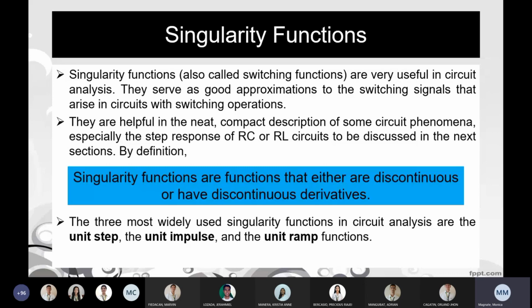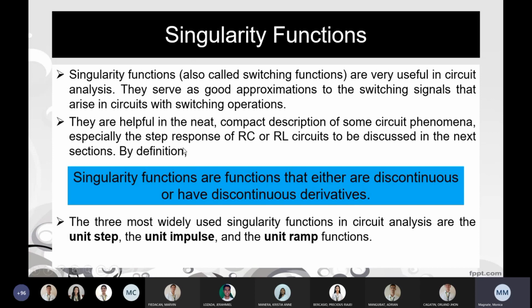Singularity functions, also called switching functions, are very useful in circuit analysis. They serve as good approximations to the switching signals that arise in circuits with switching operations. They are helpful in the neat, compact description of some circuit phenomena, especially the step response of RC or RL circuits, to be discussed in the next section.